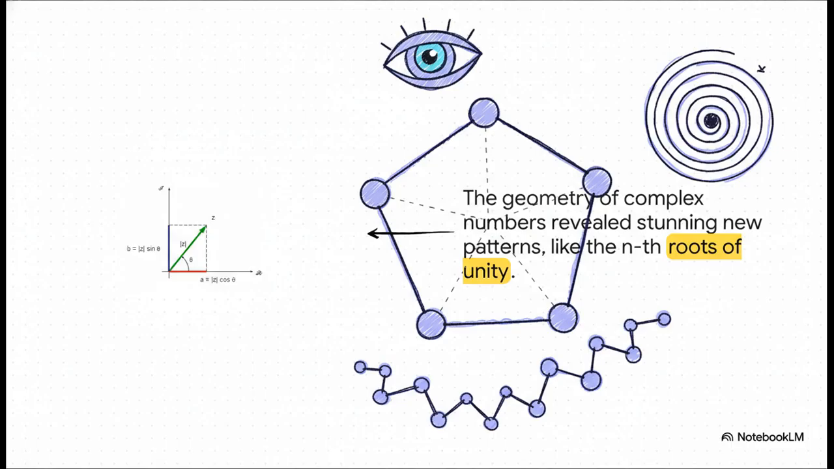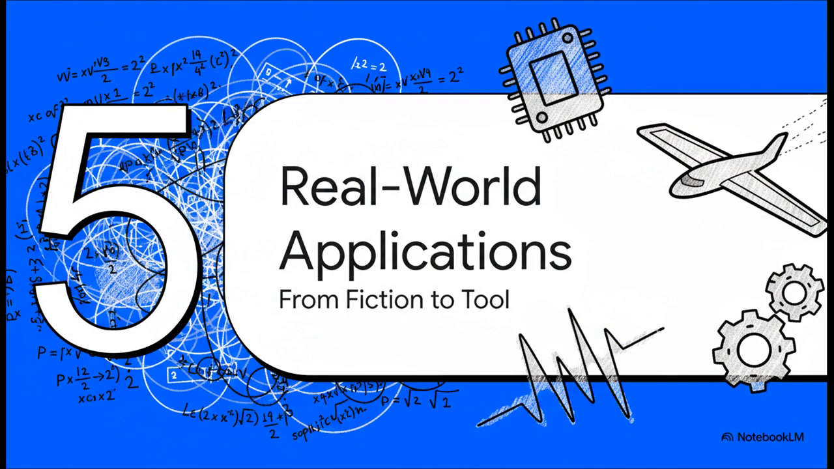And this new geometry started revealing all these stunning, hidden patterns. For instance, if you solve the equation z to the 5th power equals 1, you don't just get one answer, you get 5 different complex numbers, and when you plot them, they form a perfect 5-sided polygon. It's this beautiful, hidden order that was there all along, just waiting to be seen. Now, this isn't just a fun story about abstract math and pretty pictures. What started as what Cardano himself called a sophistic and useless fiction has become one of the most critical tools in all of modern science and engineering.